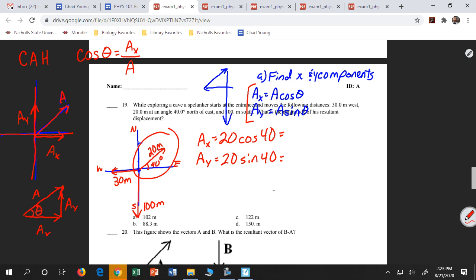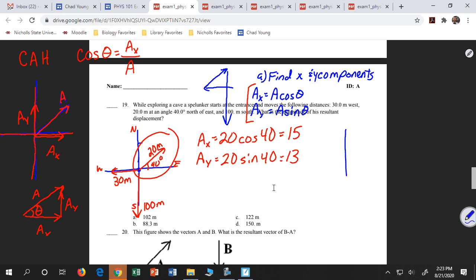Be careful if you're in calculus. Sometimes in calculus, they'll ask you to put your calculator in radian mode. You will never use your calculator in radian mode for physics. So if they're asking you to do that, just make sure that you switch your calculator back to degree mode when you come into physics. So 20 cosine of 40 is 15, and 20 sine of 40 is 13. Those are the lengths of those component vectors.